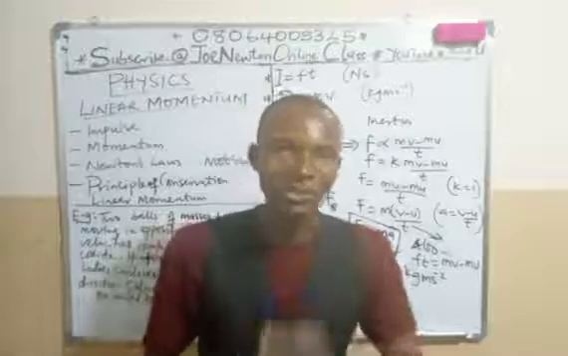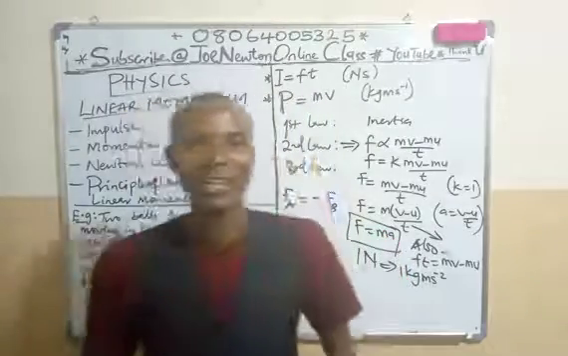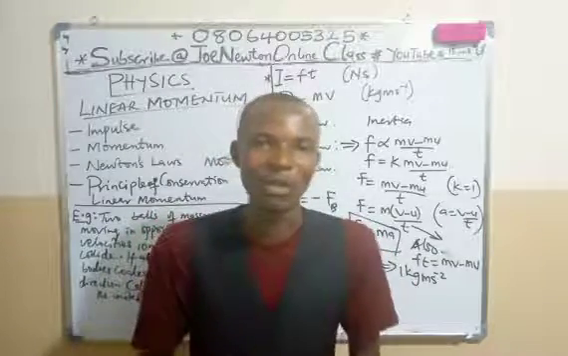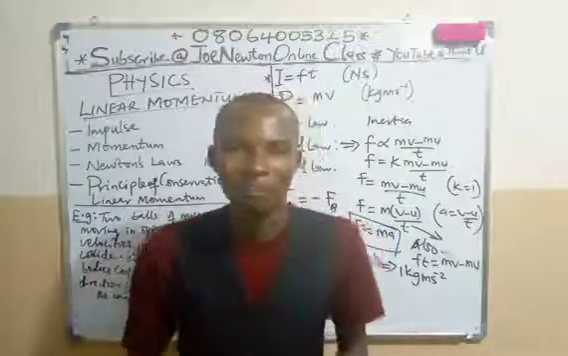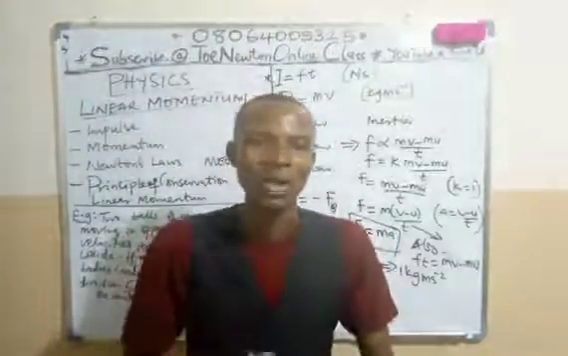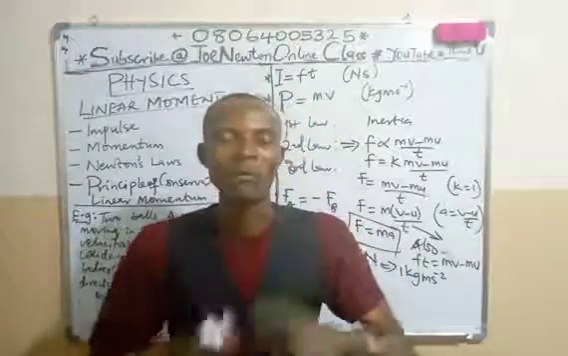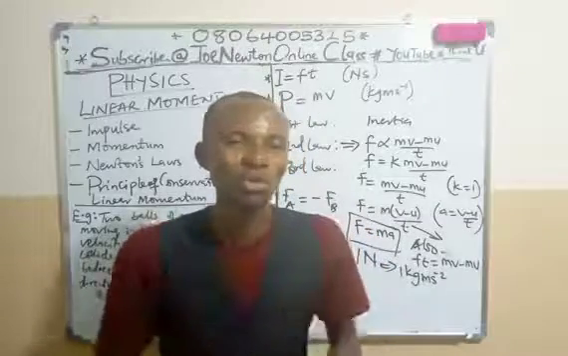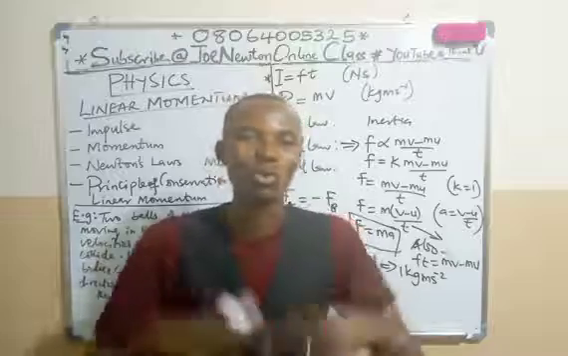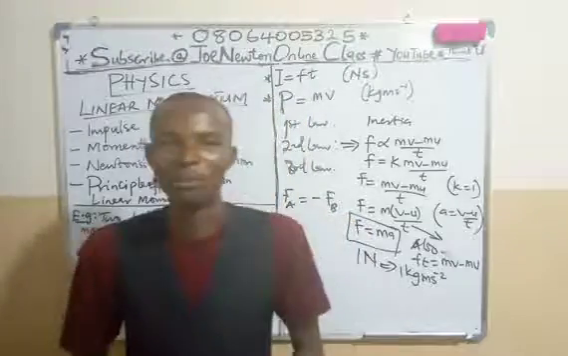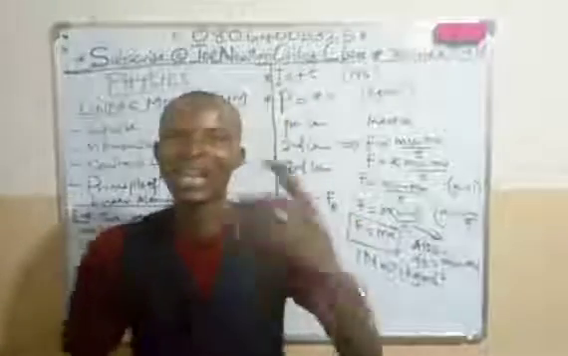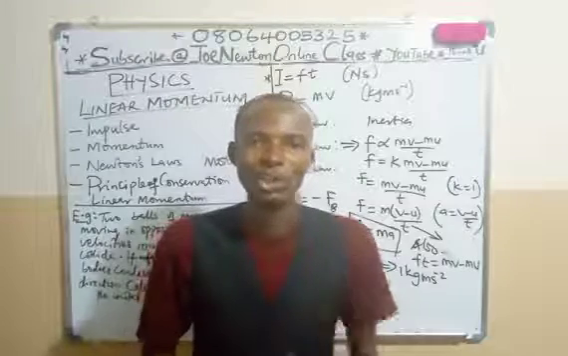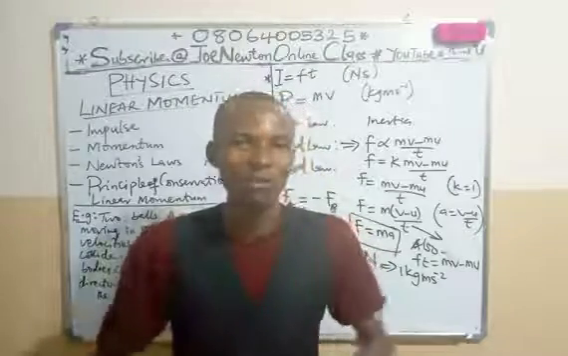Now let's look at the principle of conservation of linear momentum. The principle states that in a closed system or isolated system of colliding objects, the total momentum before collision is equal to the total momentum after collision. It means that momentum is conserved in a closed system of colliding objects, which means, in other words, in the absence of external force, the total momentum before collision is equal to the total momentum after collision for a system of colliding objects.